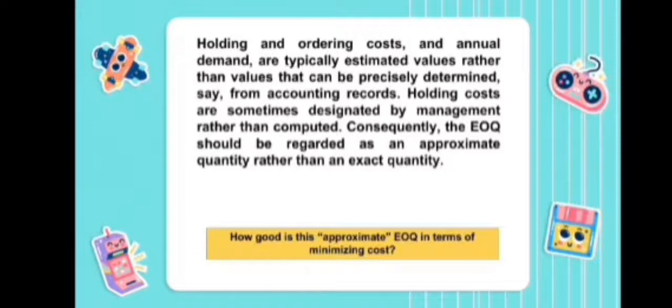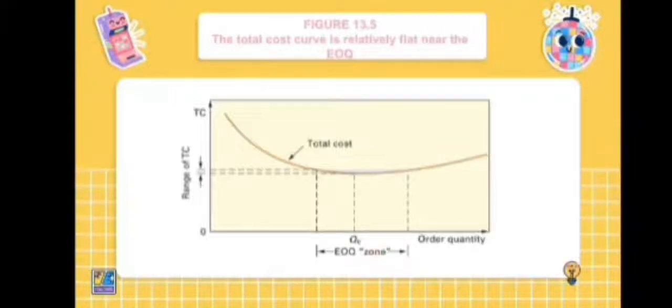The total cost curve is relatively flat near the EOQ, especially to the right of the EOQ. In other words, even if the order quantity differs from the actual EOQ, the total cost will not increase much at all. This is particularly true for quantities larger than the real EOQ, because the total cost curve rises very slowly to the right of the EOQ. This is illustrated in figure 13.5. The total cost curve is relatively flat near the EOQ.